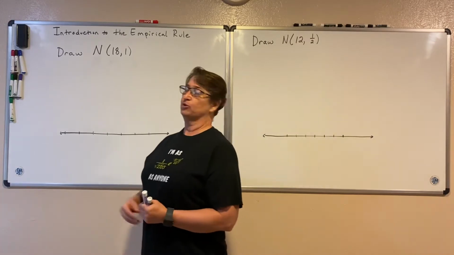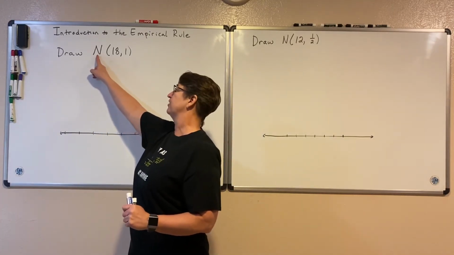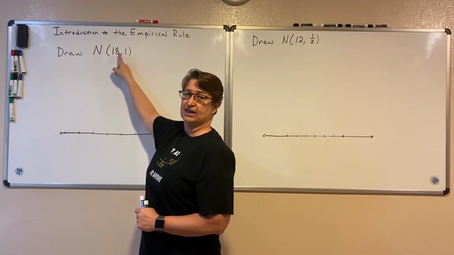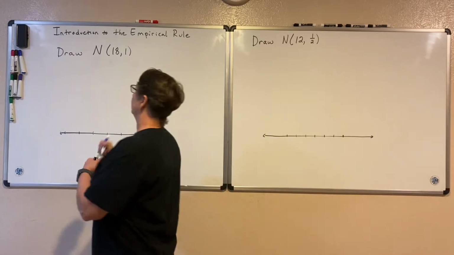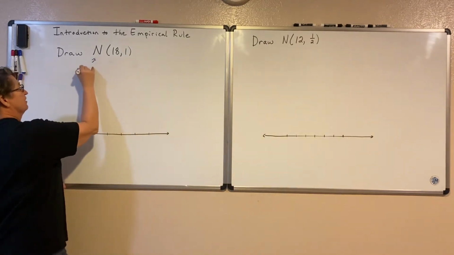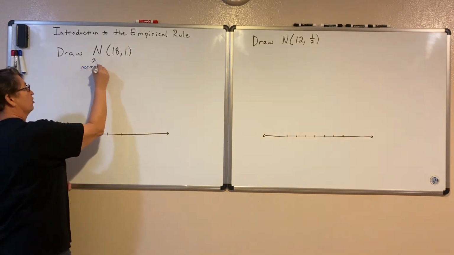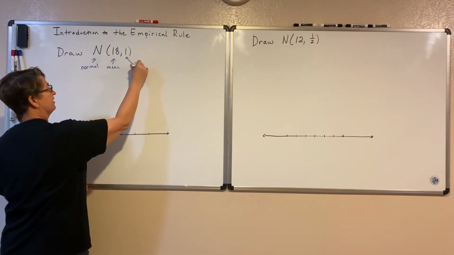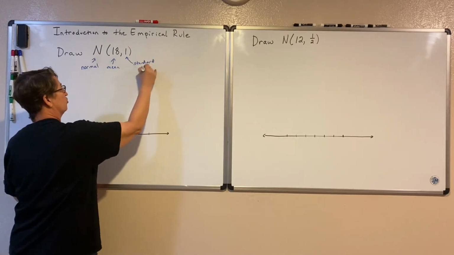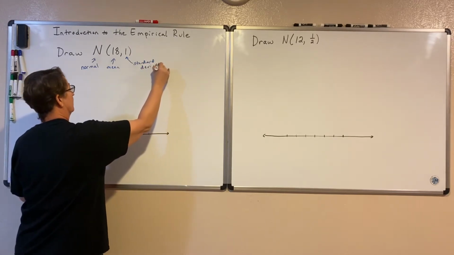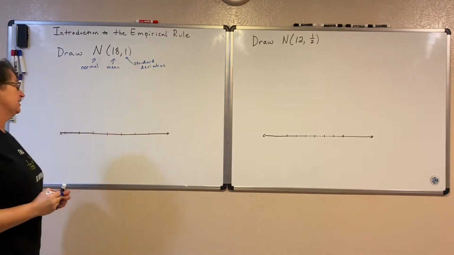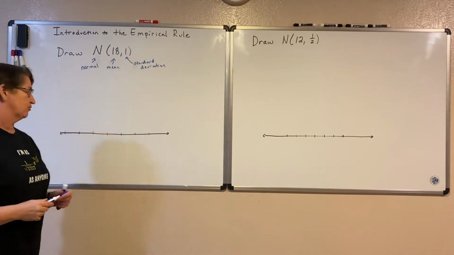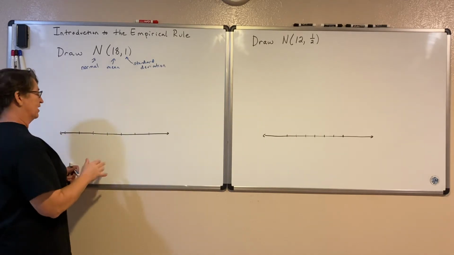Here I have some notation. This notation says that we're going to draw a normal curve with a mean of 18 and a standard deviation of 1. So remember, that means that we're going to look at a normal curve. The mean is 18 and the standard deviation is 1. So we're going to look at this probability density function that has a mean of 18 and a standard deviation of 1. And I'm going to draw that here on my graphic.